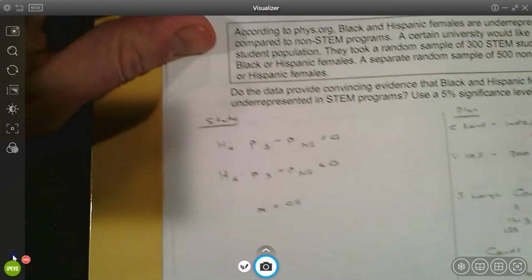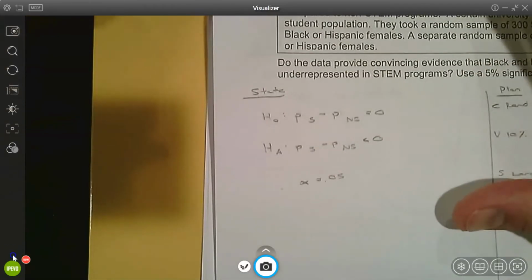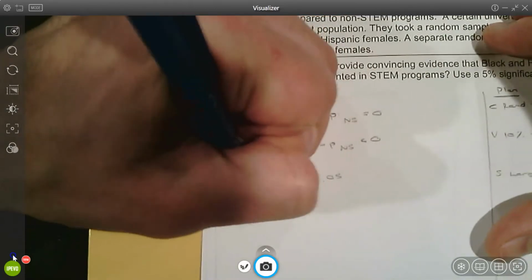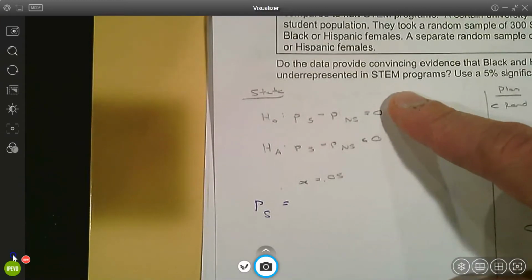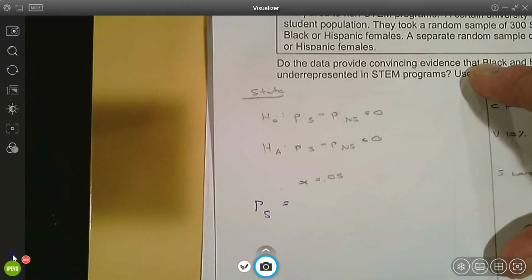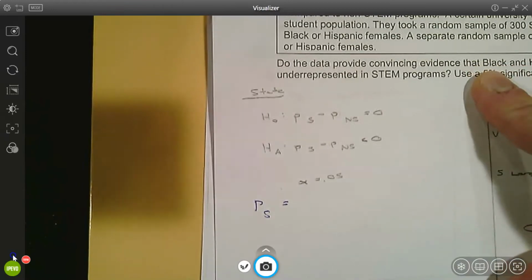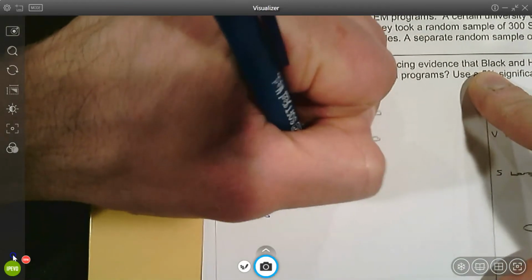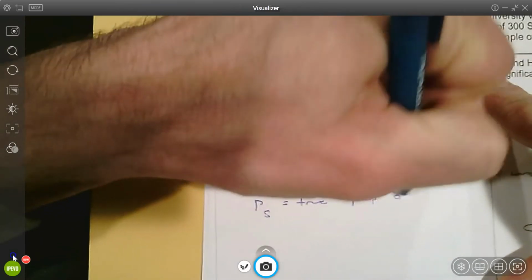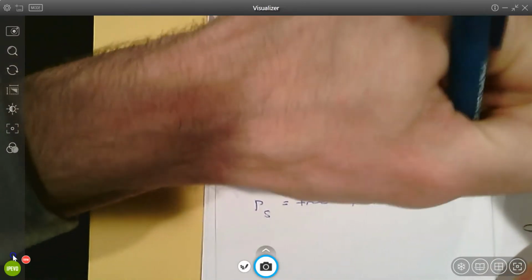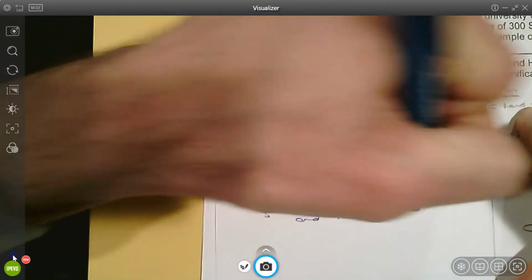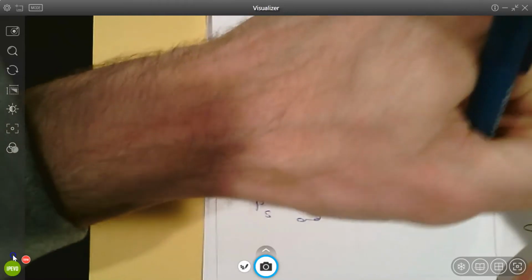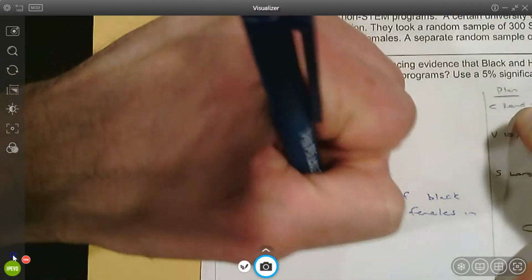So we're going to take a look at the state step here, and I'm realizing that I forgot to define these variables. So P sub S, we have in the STEM program versus not in the STEM program. So this is going to be the true proportion of Black and Hispanic females in the STEM program.